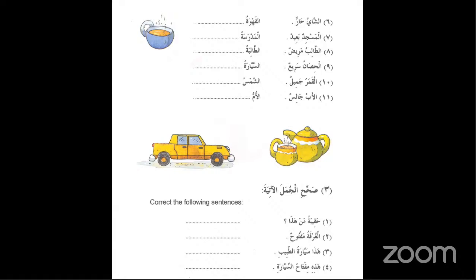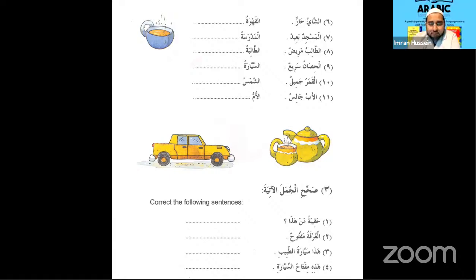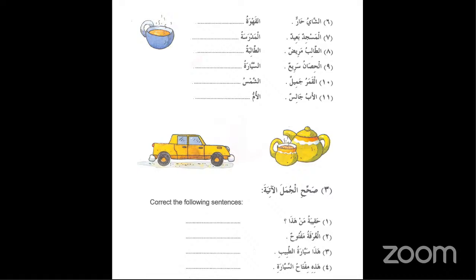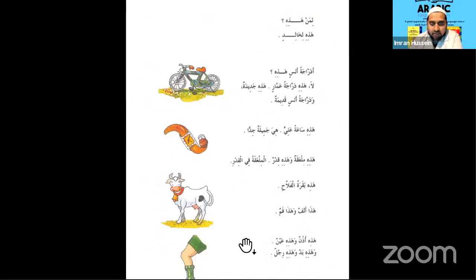Al hisanu sari'un. The horse is fast. As-sayyaratu sari'atun. And the car is fast. Correct. Al-qamaru jamilun. The moon is beautiful. Ash-shamsu jamilatun. The sun is beautiful. Al-abu jalisun. Father is sitting. Correct. Al ummu jalisatun. Mother is sitting. Excellent.